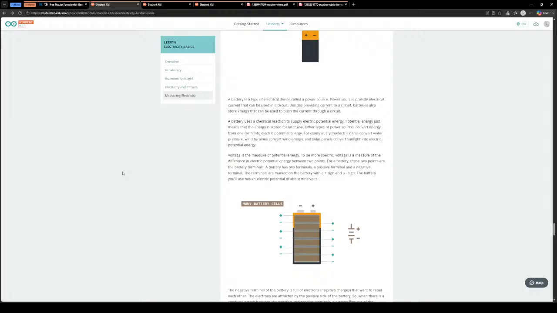Other types of power sources convert energy from one form into electric potential energy. For example, hydroelectric dams convert water pressure, wind turbines convert wind energy, and solar panels convert sunlight into electric potential energy. Voltage is the measure of potential energy. To be more specific, voltage is a measure of the difference in electric potential energy between 2 points. For a battery, those 2 points are the battery terminals. A battery has 2 terminals, a positive terminal and a negative terminal. The terminals are marked on the battery with a plus sign and a minus sign. The battery you'll use has an electric potential of about 9 volts.